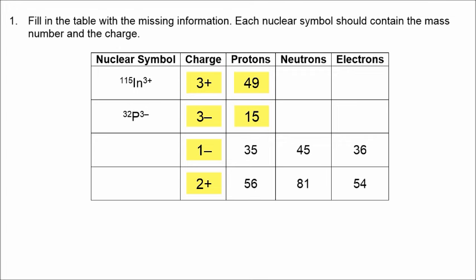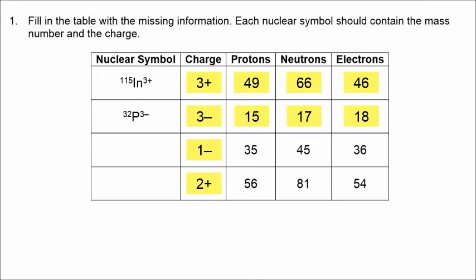115 is equal to the sum of the protons and neutrons. So 49 plus 66 is 115. 15 plus 17 is 32. For the indium to have a plus 3 charge, it must have lost 3 electrons. And for the phosphorus to have a negative 3 charge, it must have gained 3 electrons.